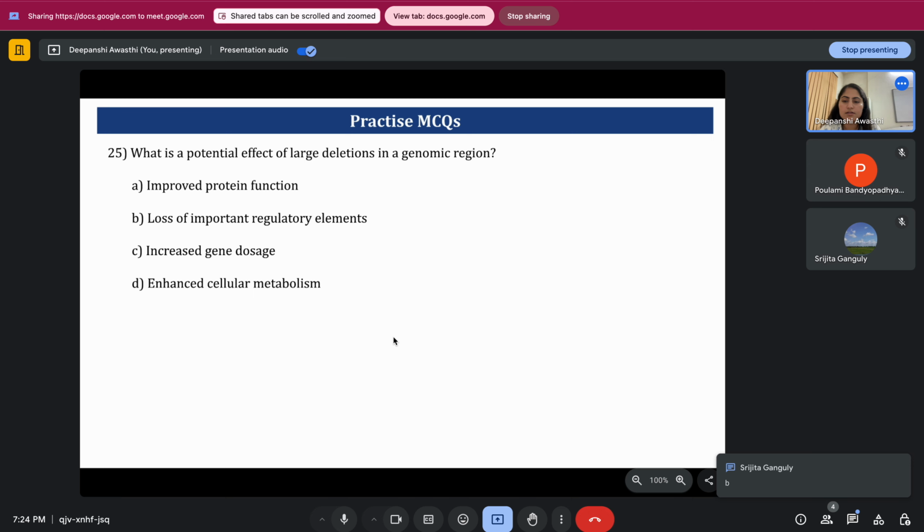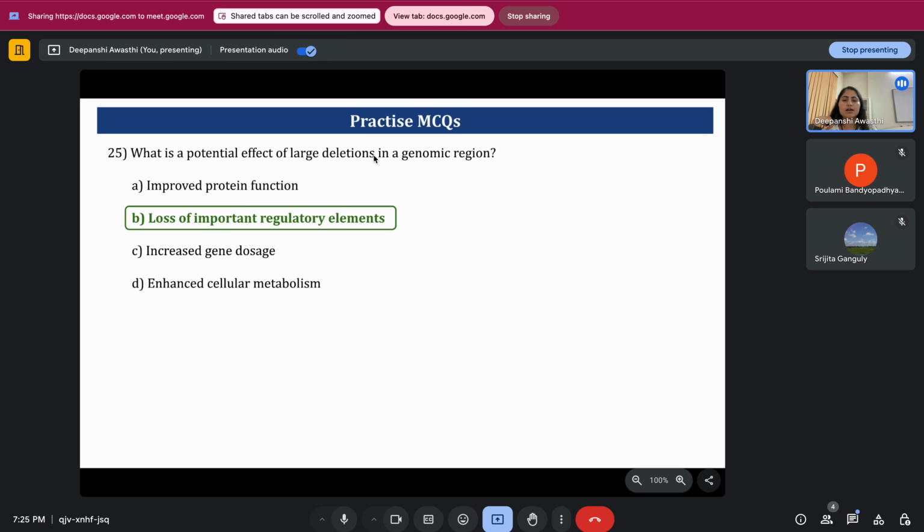Okay, yes, option B is right, that means loss of important regulatory elements. If there are larger deletions, then they can influence the regulatory elements. These elements are generally associated with the expression of genomic regions. They could be promoters, enhancers or silencer regions, where transcription factors or other factors bind, and then they influence the expression of that particular genomic region.